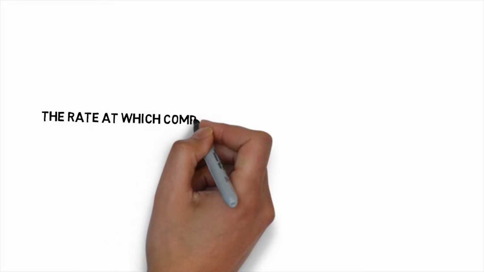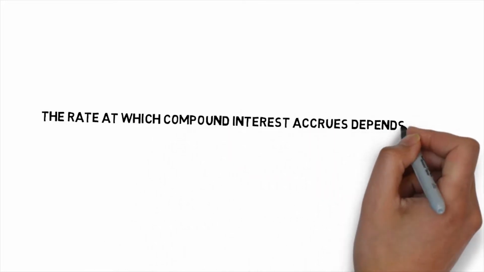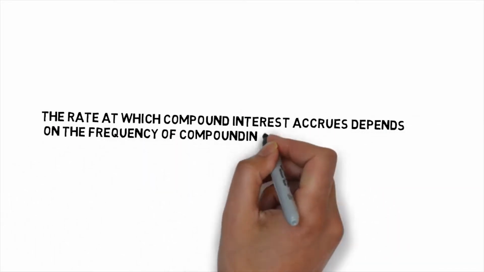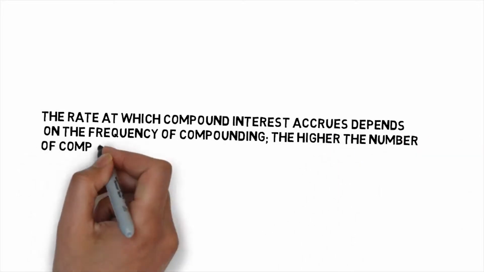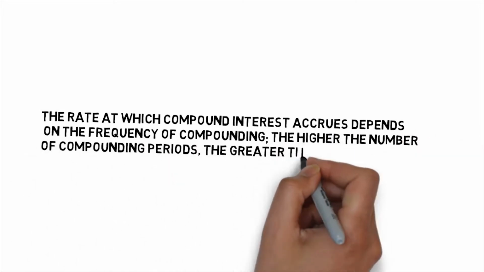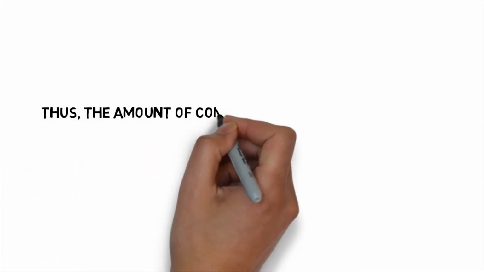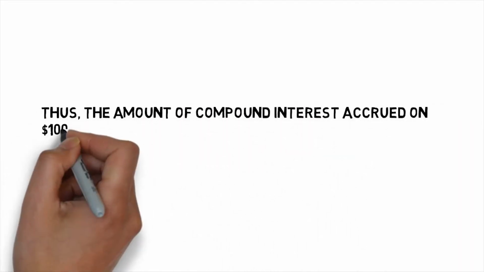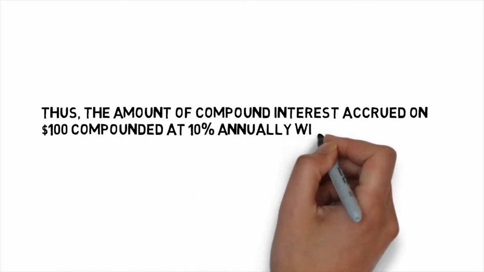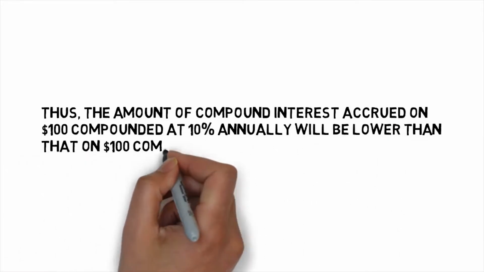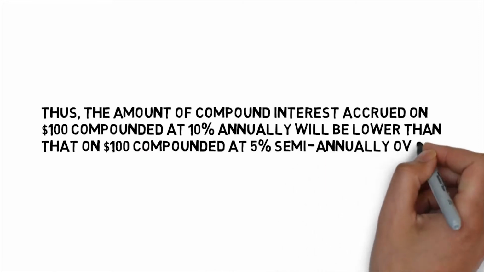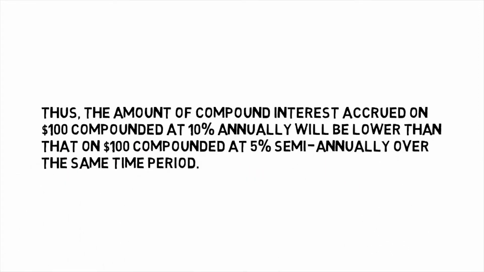The rate at which compound interest occurs depends on the frequency of compounding. The higher the number of compounding periods, the greater the compound interest. Thus, the amount of compound interest that occurs on $100 compounded at 10% annually will be lower than that on $100 compounded at 5% semi-annually over the same time period.